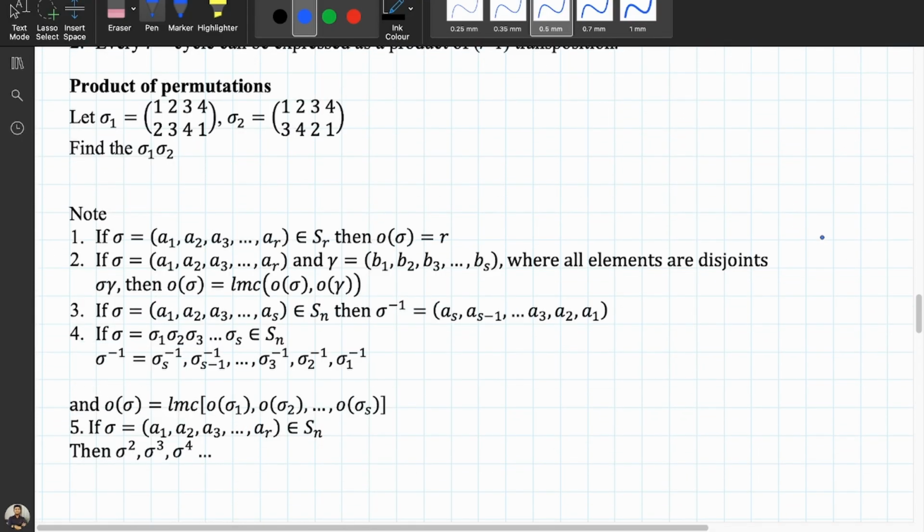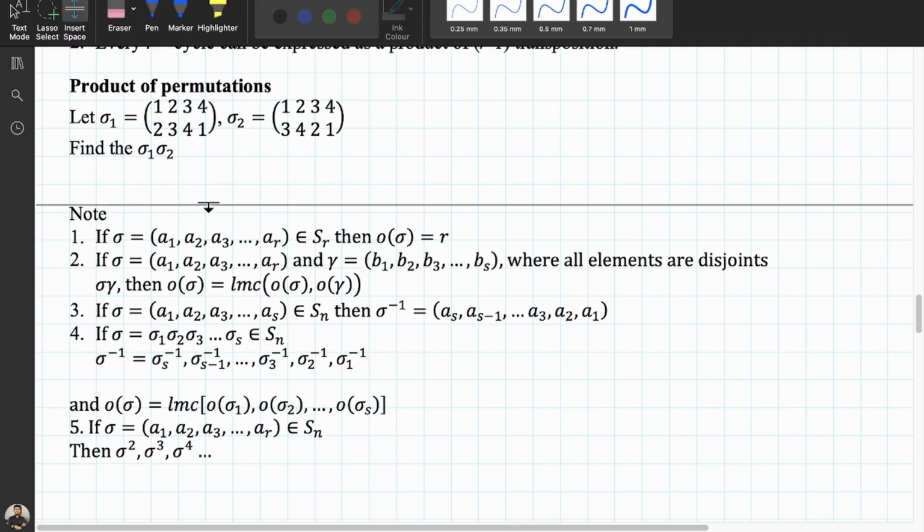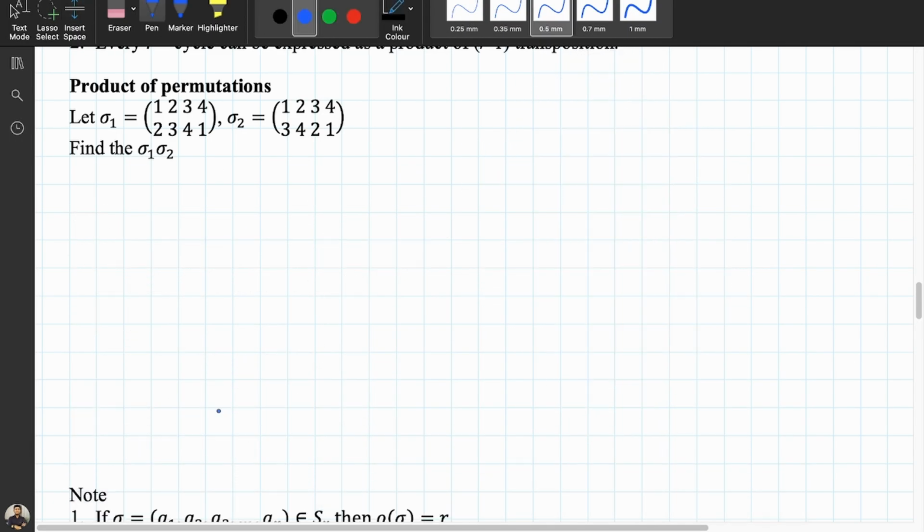Now the thing is, how will you multiply transpositions, or what is the product of transpositions? That is very important. Let's say sigma 1 and sigma 2 are two transpositions.